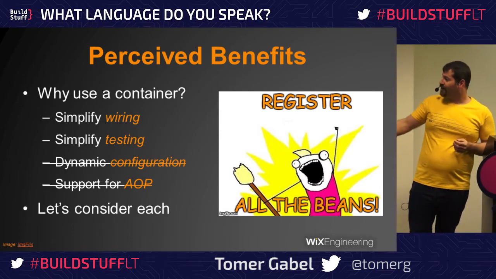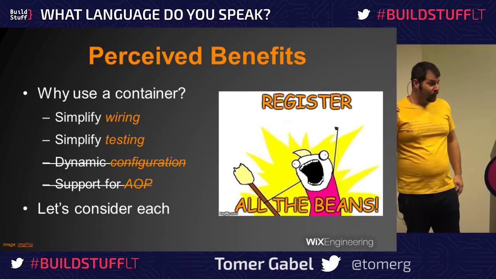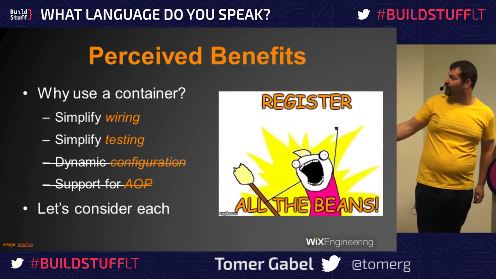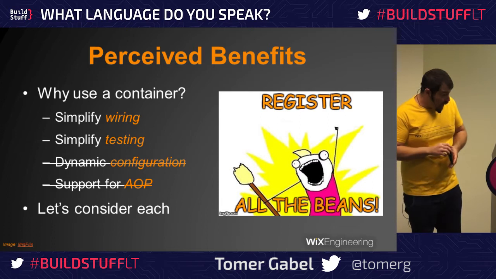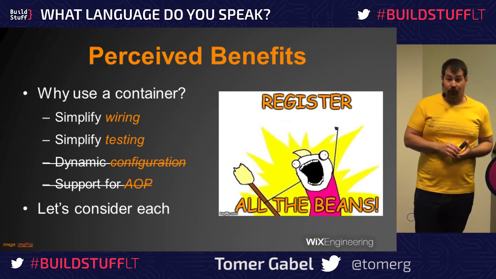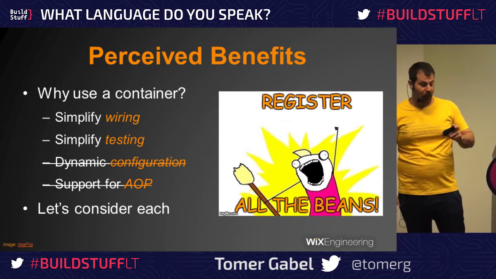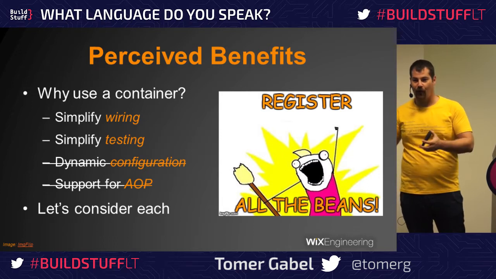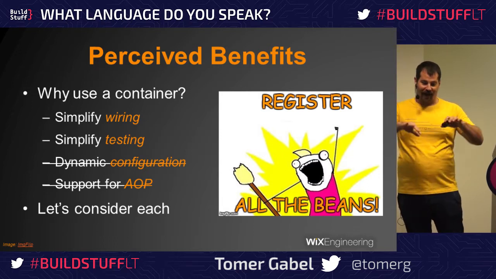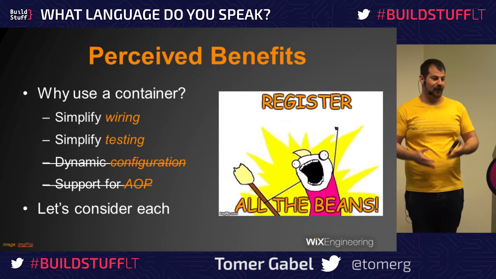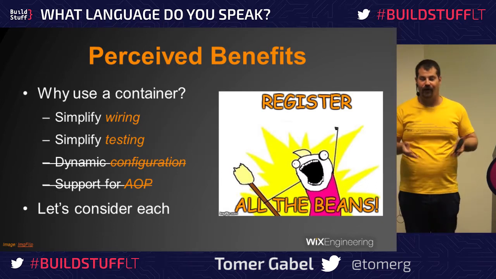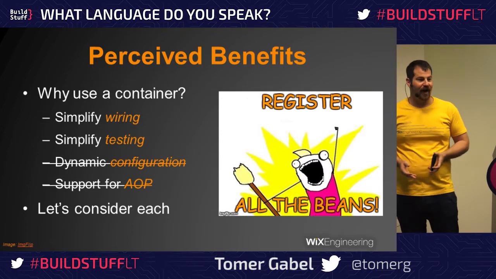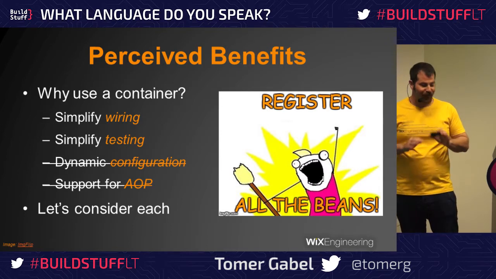Now, when I say let's consider each, I'm actually lying a little bit. I'm not going to touch almost at all on dynamic configuration and AOP for 2 reasons. Dynamic configuration is kind of bullshit. No one does that, right? You are never going to go out on a production server and reshuffle your wiring or your Spring XML configuration, whatever the hell it is you're working with, on the fly and restart your server. You're just not going to do that.